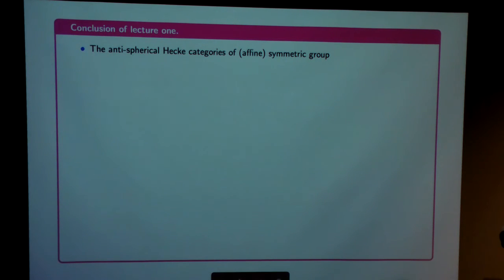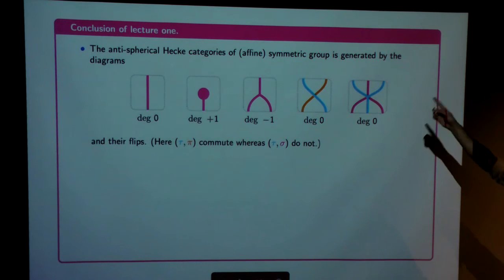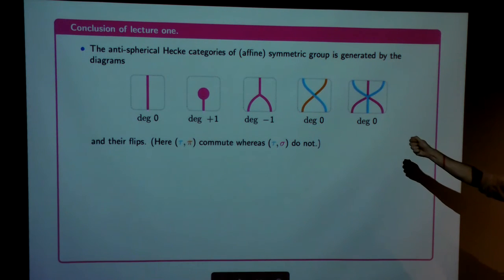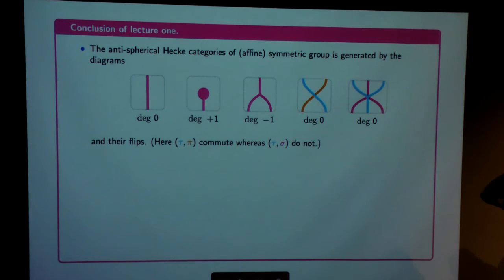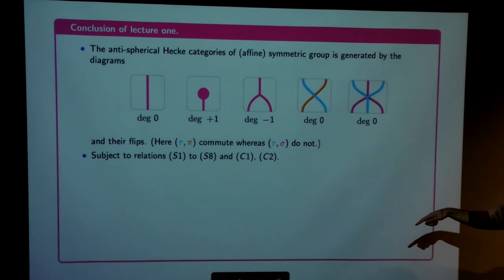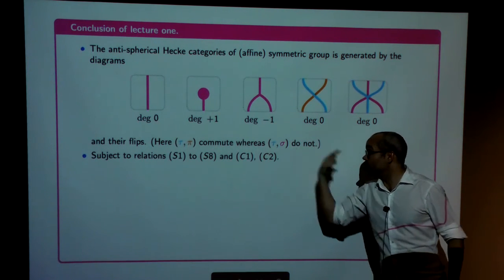I don't really know how much time I have left, but this is just to say what we've learned. So, the object that we're going to be interested in, the Hecke category, is generated by these diagrams. I've shown you what these paths look like. They give you these diagrams, subject to the relations, which were the ones that we've just listed.